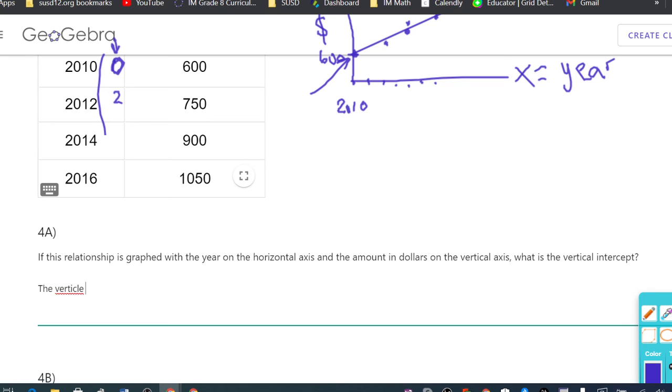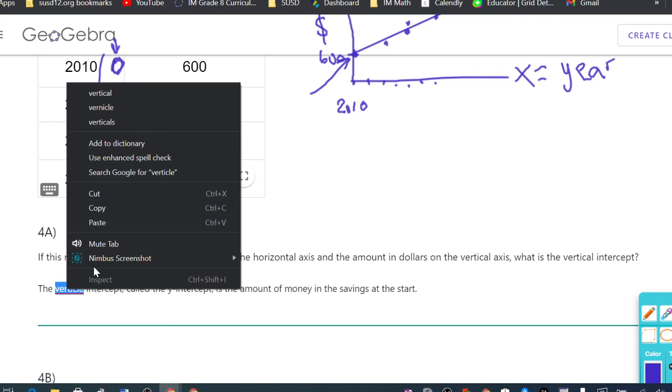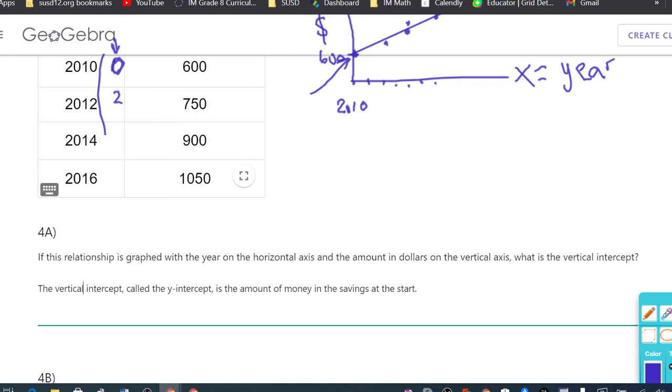The vertical intercept, called the y-intercept by Cindy, is the amount of money in the savings at the start. At the start, before any time has passed. The vertical intercept, called the y-intercept, is the amount of money in the savings at the start. Okay, did you get it?